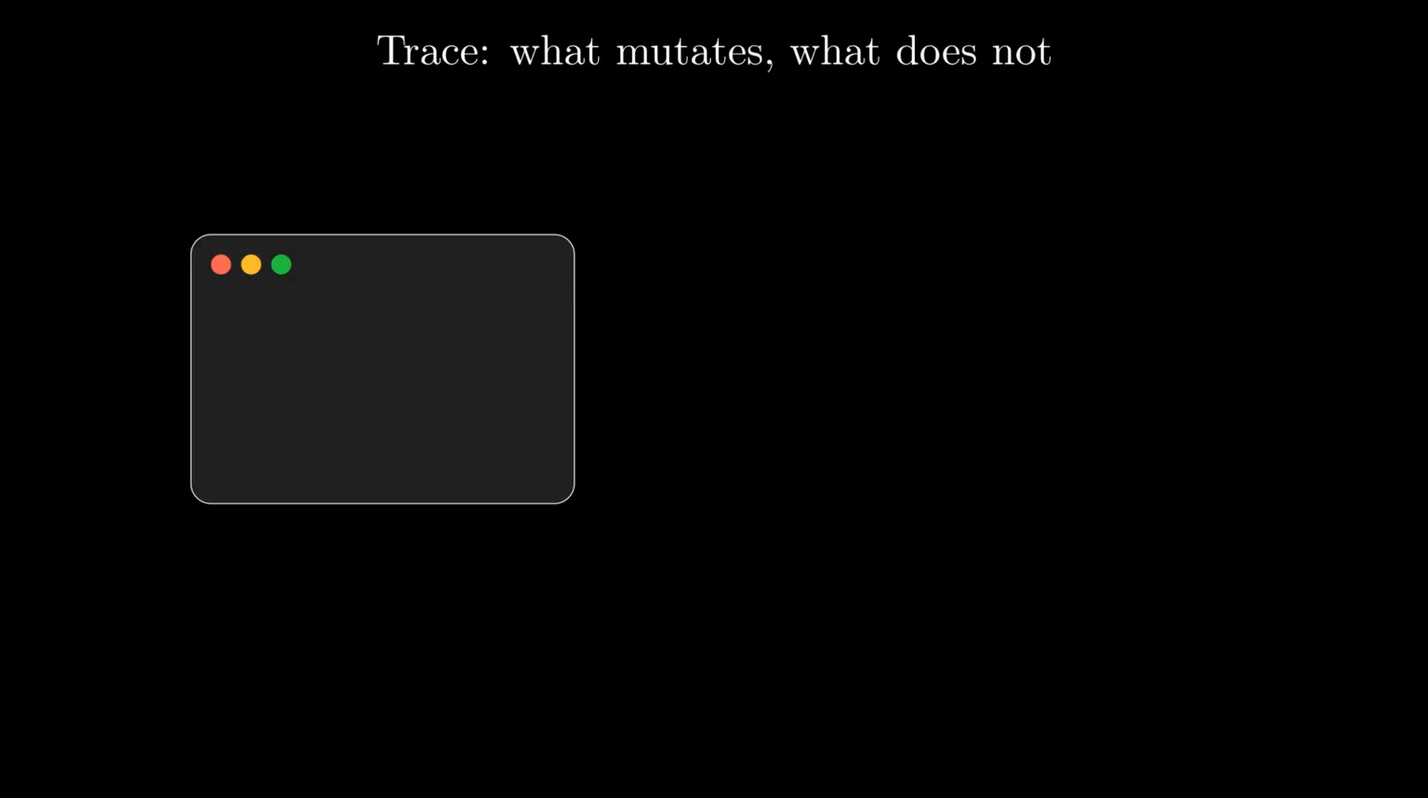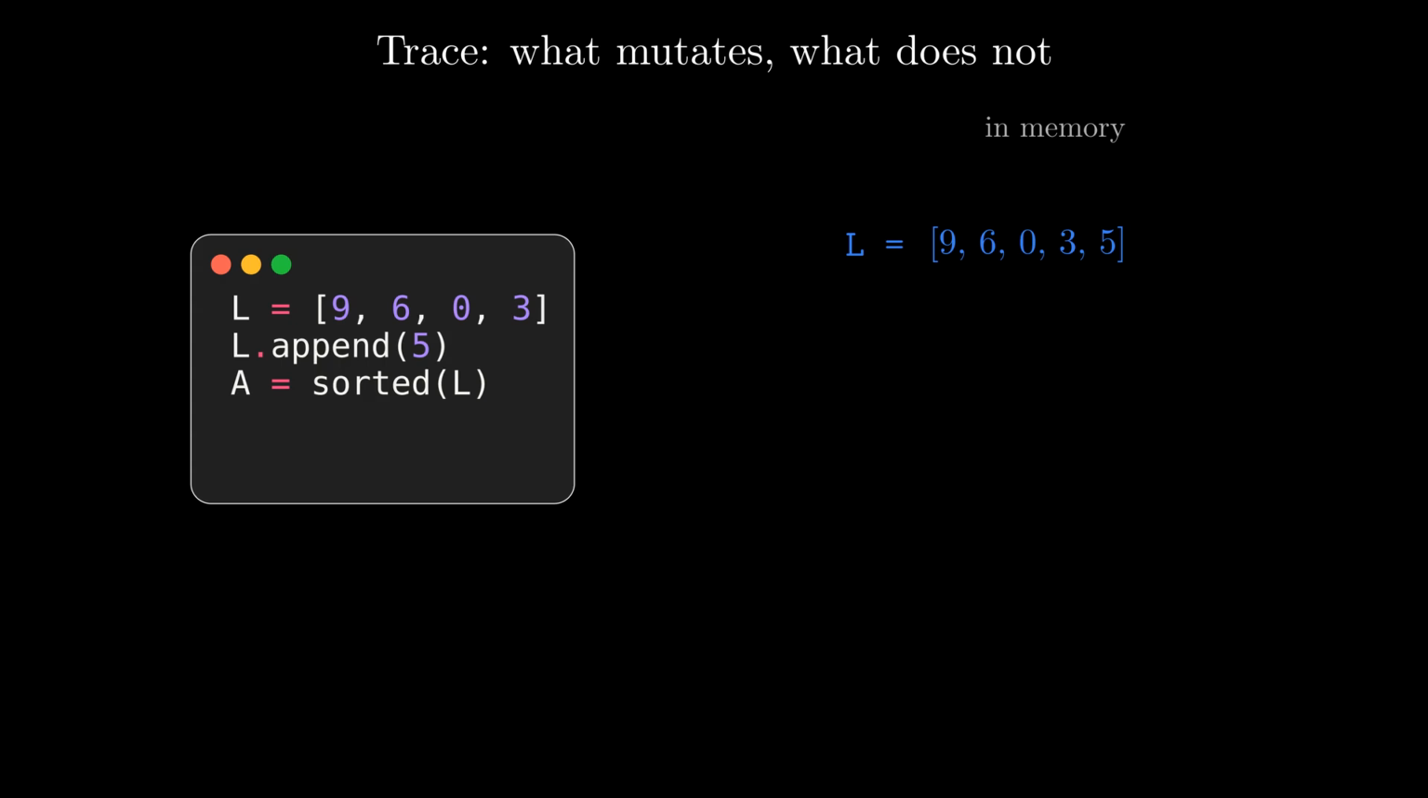Let's trace a full sequence in memory to see exactly what mutates and what does not. Start with L bound to the list 9, 6, 0, 3. First, L.append(5). Append mutates, so L now points to 9, 6, 0, 3, 5. Next line, the name A is set to sorted(L). Sorted does not touch L. It builds a brand new list in sorted order 0, 3, 5, 6, 9, and A points to that new list. L in memory is still 9, 6, 0, 3, 5, untouched.